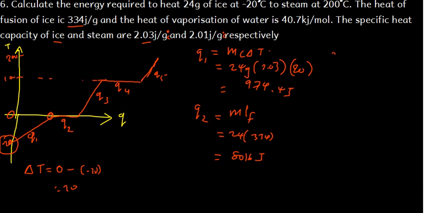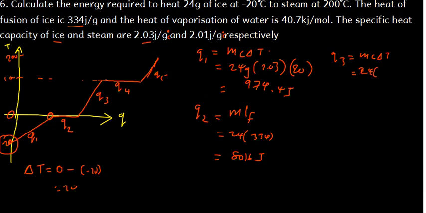What of Q3? The third energy, the energy required to raise the temperature. Whenever we are raising the temperature, what is involved is specific heat capacity. So it will be m c delta T. The mass doesn't change anyway. The mass is still 24.